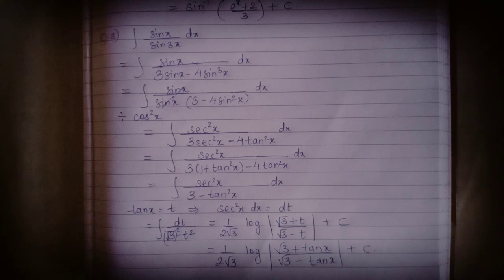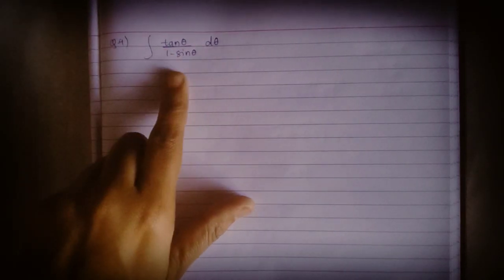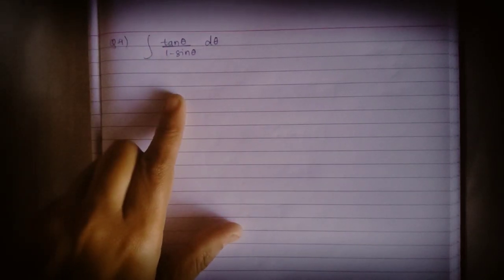Okay, let's solve this. So the integral of tan theta upon 1 minus sine theta d theta is given. We can remove this 1 minus sine theta from the denominator by multiplying by 1 plus sine theta in both the numerator and the denominator, so that it will be a single term.